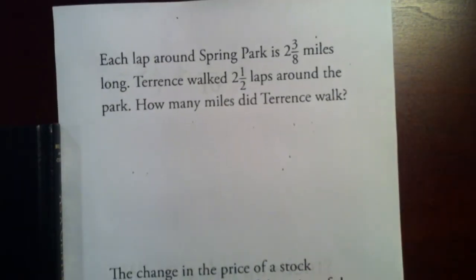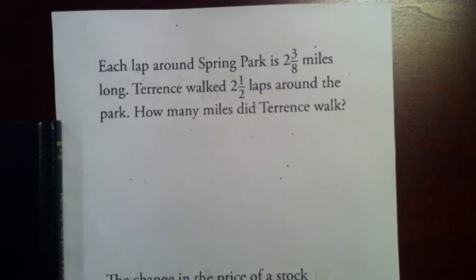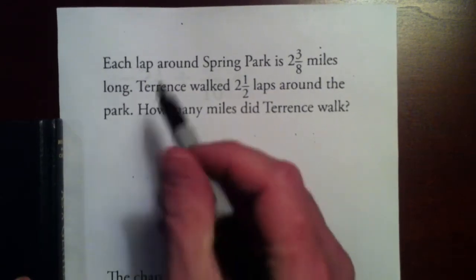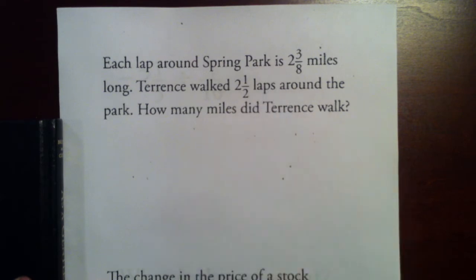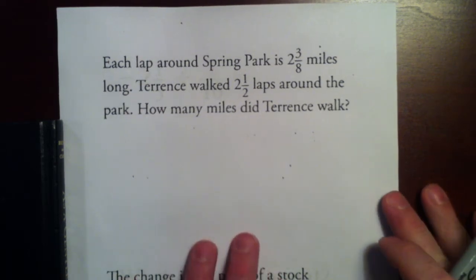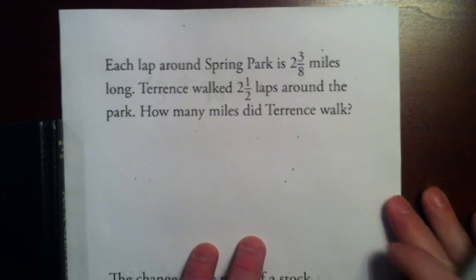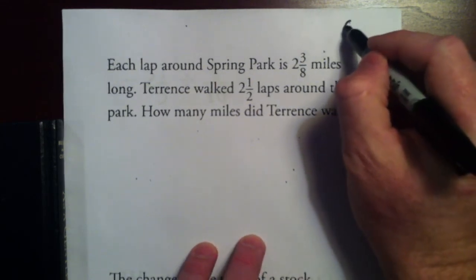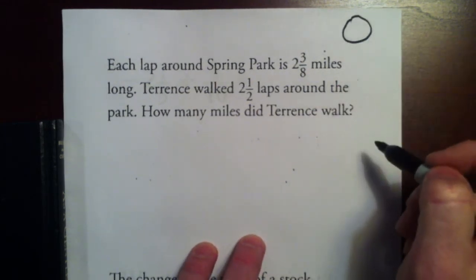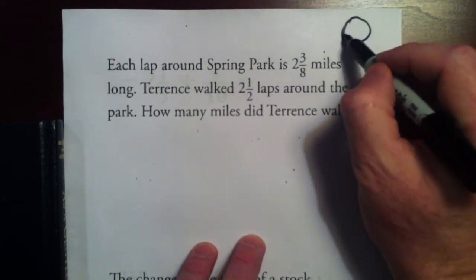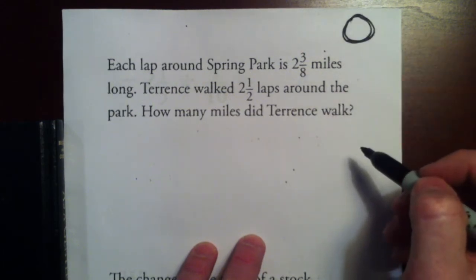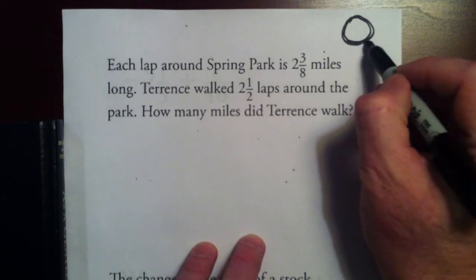Well, now we're going to be multiplying fractions. Each lap around Spring Park is 2 miles, or 2 miles and 3/8, or 2 3/8 miles. Terrence walked 2.5 laps. How many miles did Terrence walk? So in other words, every revolution around this lap, 2.38 miles. He walks around it again, another 2.38 miles. Then he decides to walk about a half a lap.